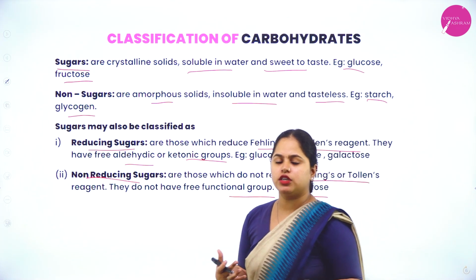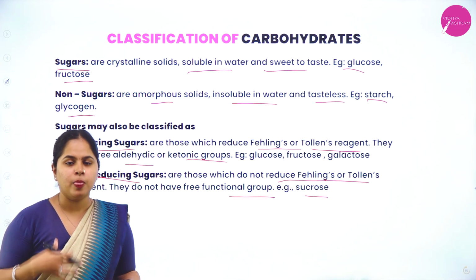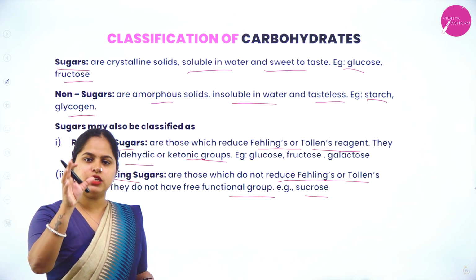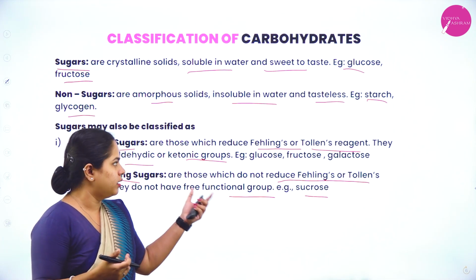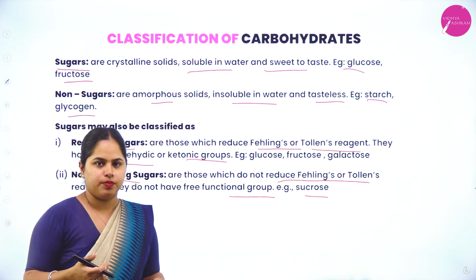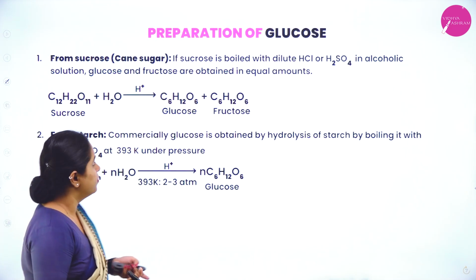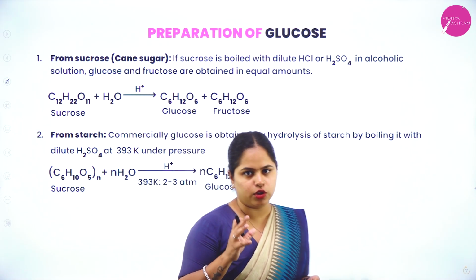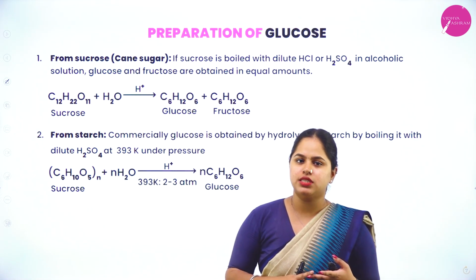So, what does this free functional group mean? It should have an open free functional group so that it will be able to reduce, right? That means that the aldehyde should be present as it is so that it can undergo reduction under Fehling's or Tollens reagent. So, non-reducing sugars are the ones in which the aldehyde group is not free. Clear? Now, moving on to the preparation of glucose. So, first we are going to start with glucose. We are going to study the preparation and the structure of glucose in detail.